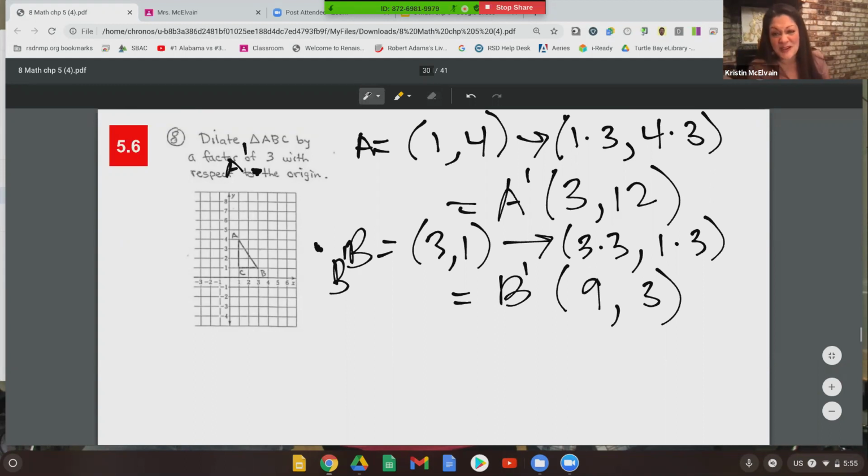Looks like scribbles on there. I'm sorry. Hopefully you're understanding what I'm doing. Let's see, maybe if I just scooch this one out of the way. There we go.